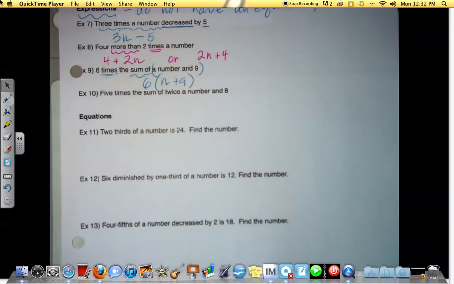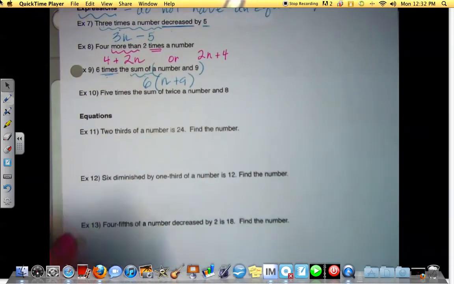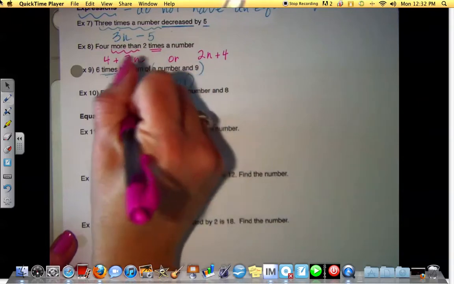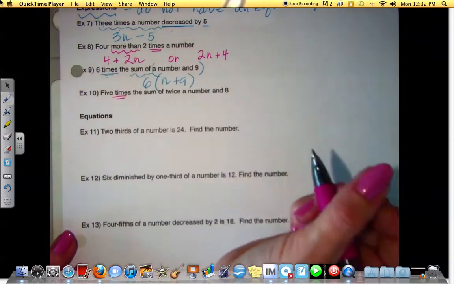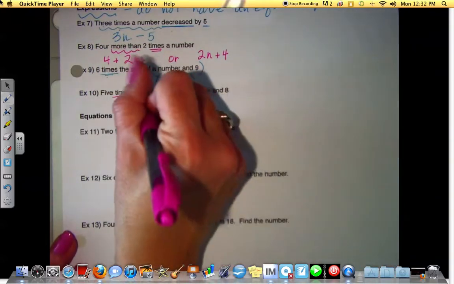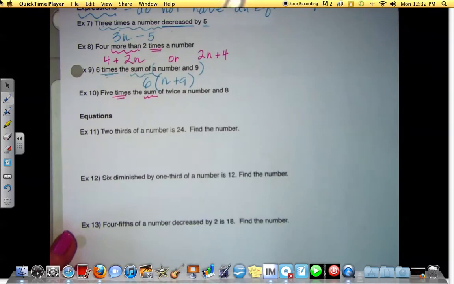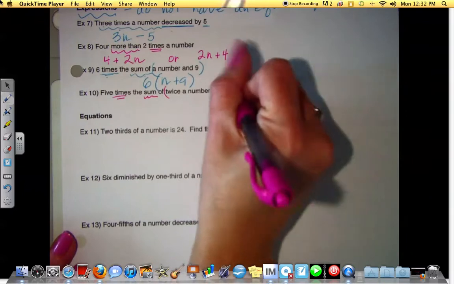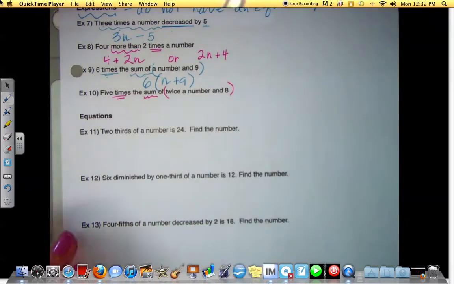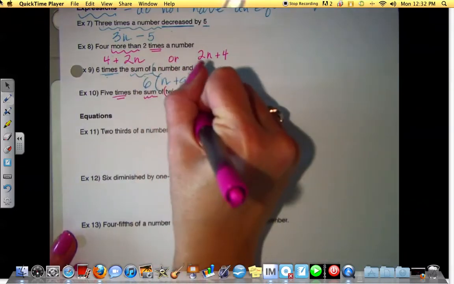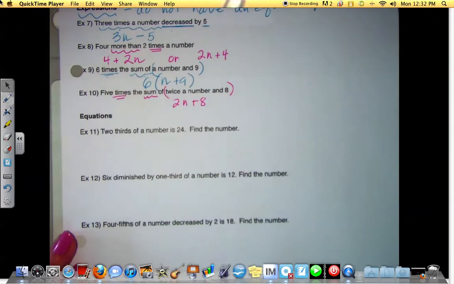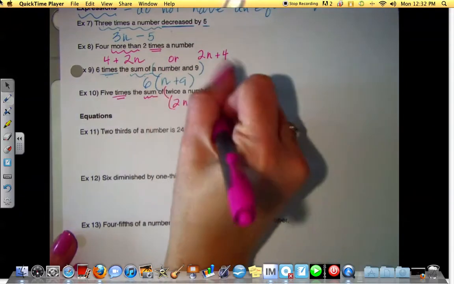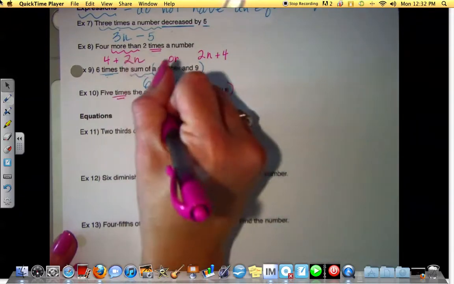Example 10: 5 times the sum of twice a number and 8. Times means multiplication. Sum means addition. So we have to find the sum of twice a number and 8. So we have 2n plus 8, and this quantity is being multiplied by 5.